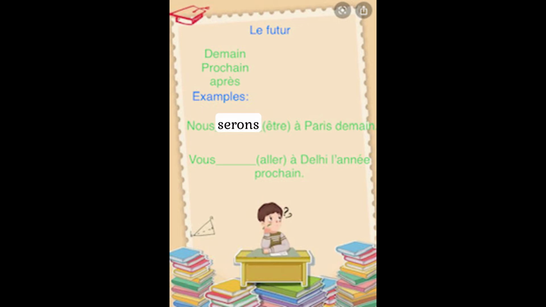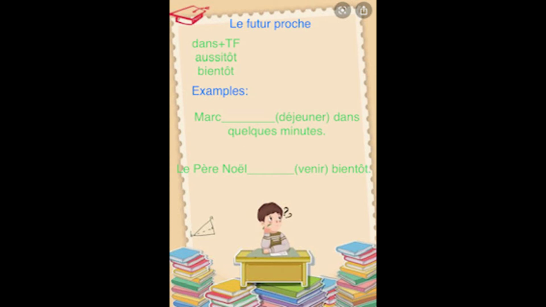The next example is "vous à Delhi l'année prochaine." So it will be literally translated as you will go to Delhi the approaching year. So we will use the future tense and it will be conjugated as vous irez à Delhi l'année prochaine.